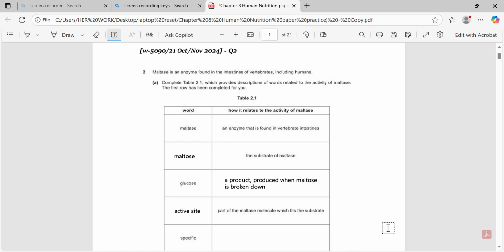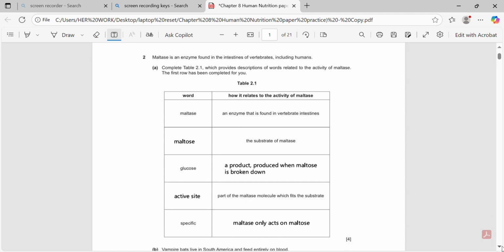And here it says, enzymes are specific, meaning each enzyme typically acts on only one type of substrate. Enzymes are very selective. Maltase will only act on maltose, not on other sugars. This specificity ensures that each reaction in the body occurs correctly.